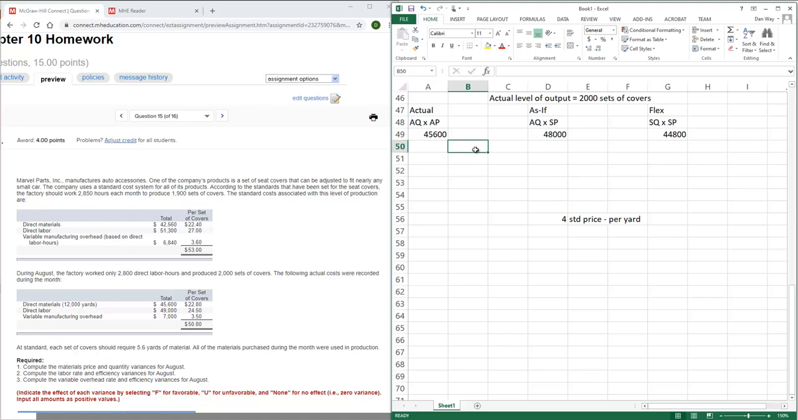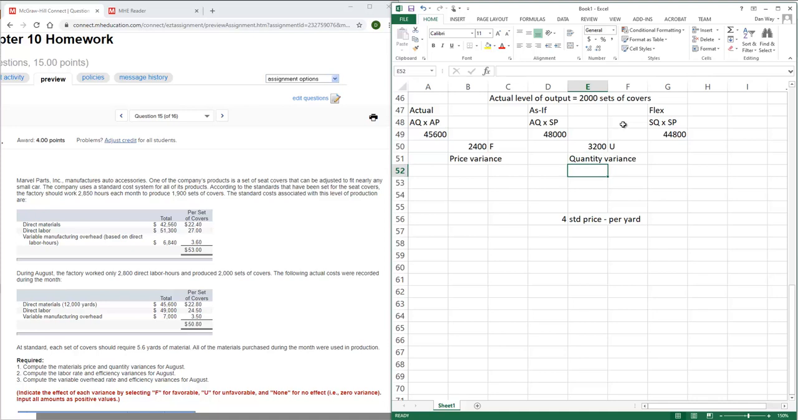So starting over on this side, if I take my $48,000 from the as if minus the $45,600 in the actual, I get a variance of $2,400. The actual spend was less than the as if, so we know that's a favorable price variance. Over here on this side, we'll take the $48,000 in the as if minus that $44,800 in the flex, for a difference of $3,200. Now the as-if is greater than the flex, so we'd say that's an unfavorable variance. And again, this represents our quantity variance.